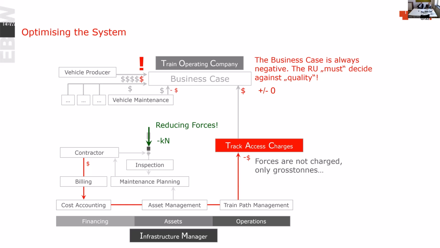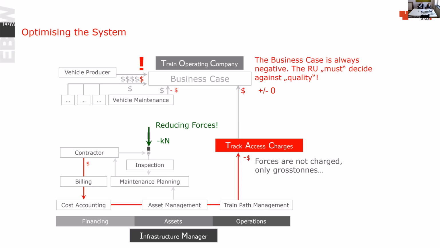So if you are not paying for additional wear, for additional damage you do on the track side, you could also think to take a cheaper vehicle, which is more track harming, because you will save, as a train operating company, money from the initial costs and you would not be charged for that. And this is happening. This is happening since 30 years already.